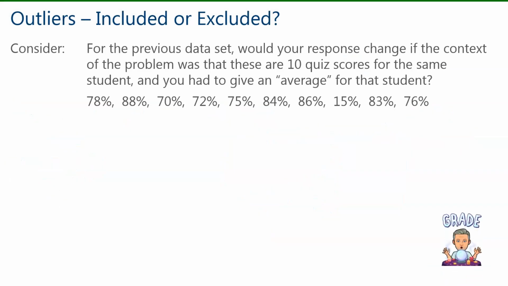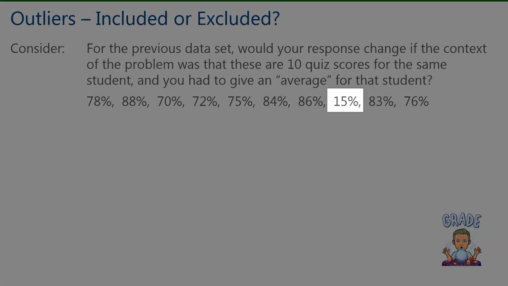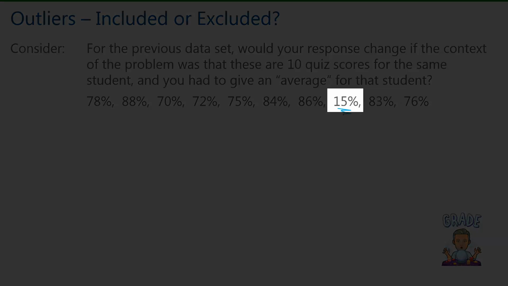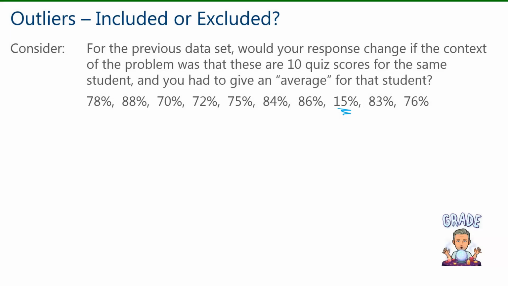Let's make this situation a little bit more complicated. For the previous data set, would your response change if the context of the problem was that these are 10 quiz scores for the same student, and you, as the teacher, had to give an average for that student? Would you now include or exclude the outlier, the 15%? If you include it, would you use the mean or median grade for the entire set of data? If you exclude it, how much of a difference does it make? And again, would you use the mean or median value?